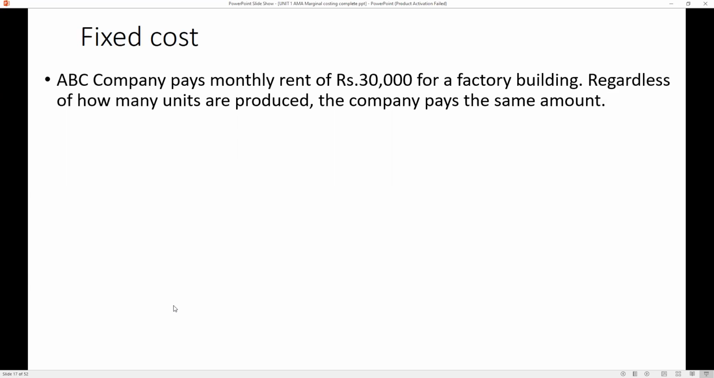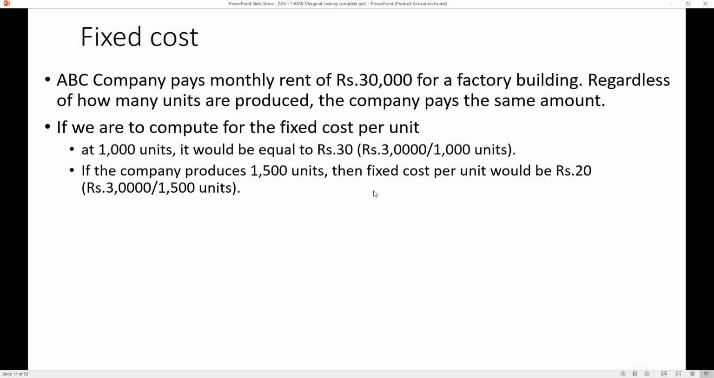Now coming to fixed cost. Look here. ABC company pays monthly rent of rupees 30,000 for a factory building. Regardless of how many units are produced, the company pays the same amount. If we are to compute the fixed cost per unit, if the company is producing 1000 units, it would be 30 rupees, meaning 30,000 divided by 1000 units, you get 30 rupees. If the company produces 1500 units, then fixed cost per unit would be rupees 20. How? 30,000 divided by the existing number of units.